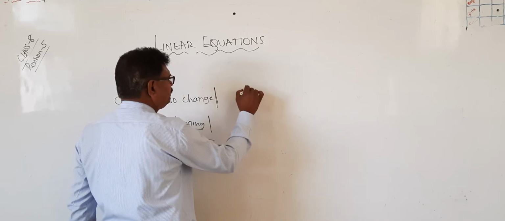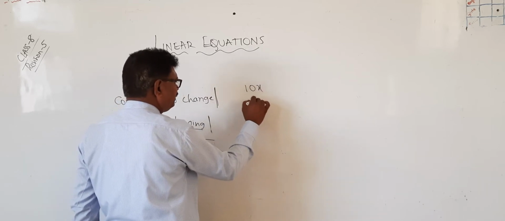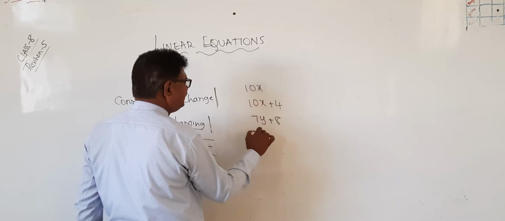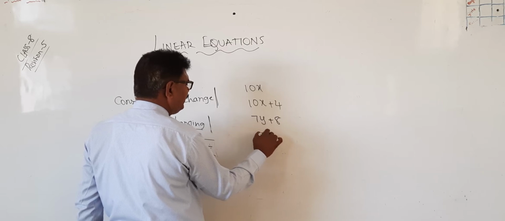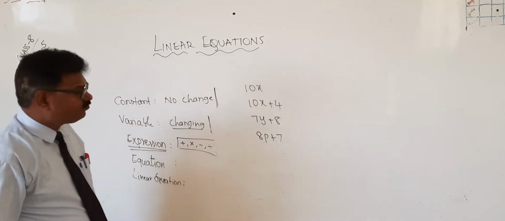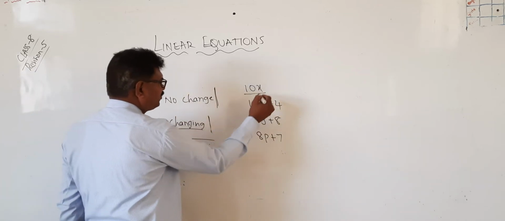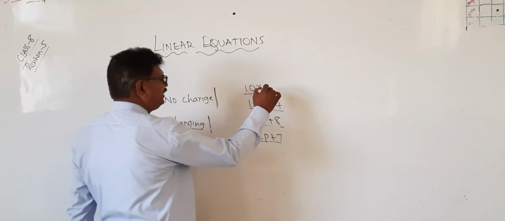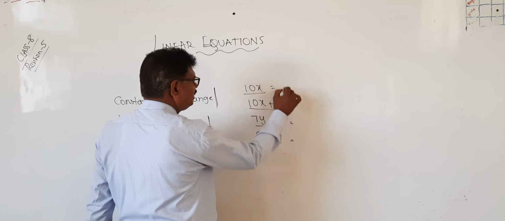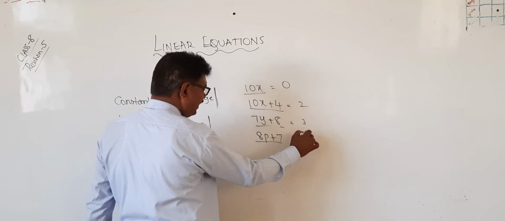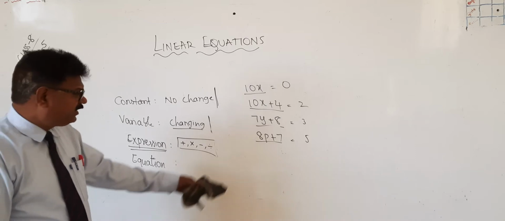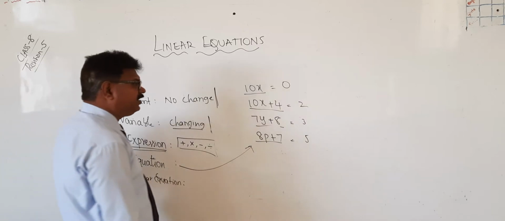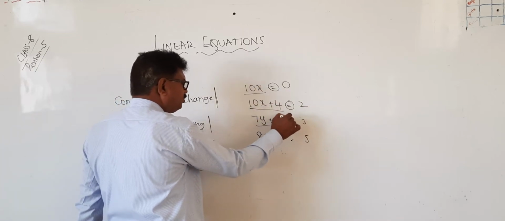10x plus 4. 7y plus 8. 8b plus 7. Okay? So here it is also an expression. If the expression is equating to something, 0, 2, 3, 5, then it is known as an equation. Equation means expression will be equating to something.